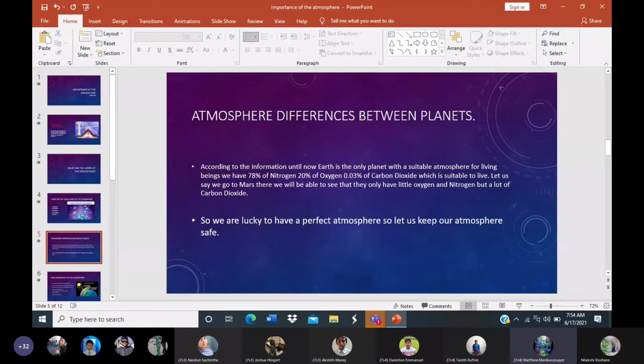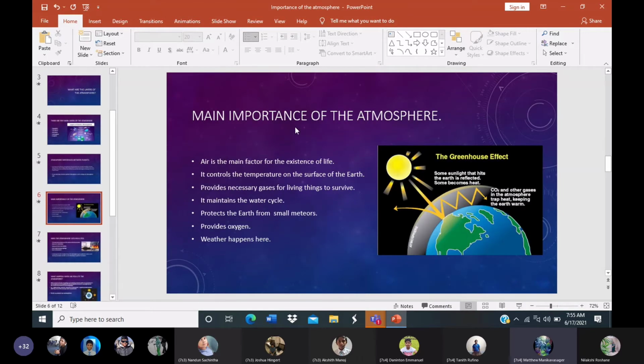of carbon dioxide. As you all know, there's a person named Elon Musk. He's the second richest person in the world. He is trying to go to Mars so that people can live there. Until then, we should keep our atmosphere safe because we don't know whether it'll be a success or not. So we are lucky, and let's keep this atmosphere safe.